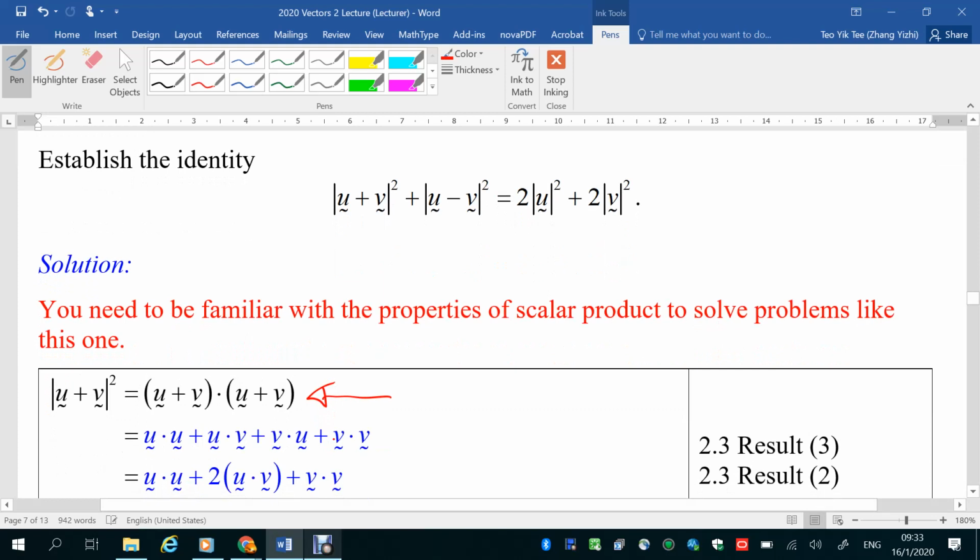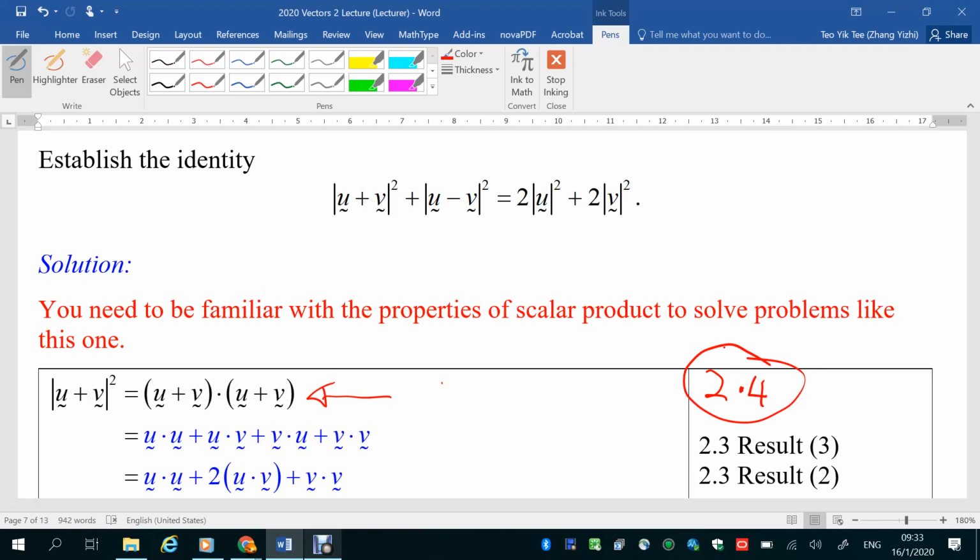What you do next is you actually activate more properties. This second set of properties that we should use is easier to accept because it's your distributive law. It's your result number 3 and result number 2. The first one is actually from your 2.4. So please add in, this important result comes from your 2.4. Then what happens next is your distributive law.